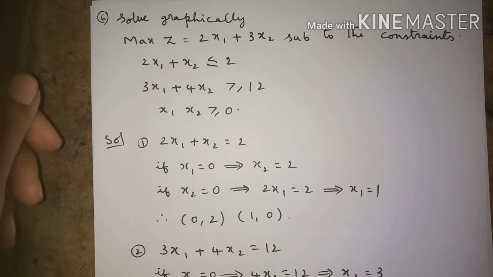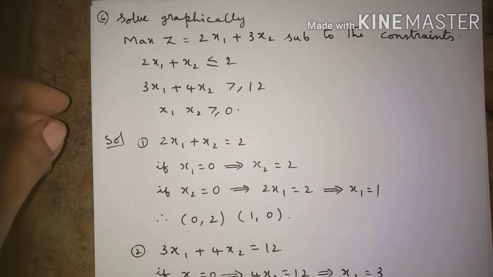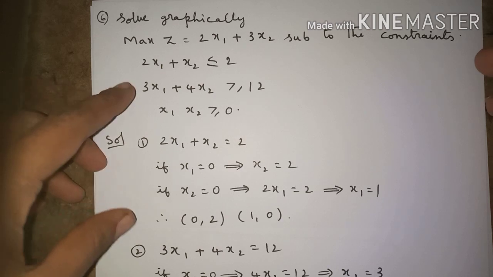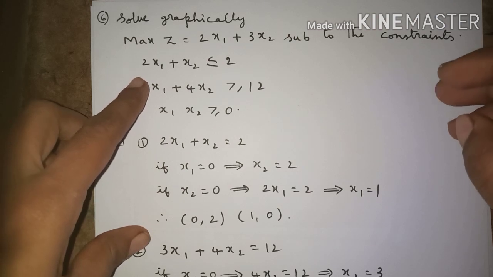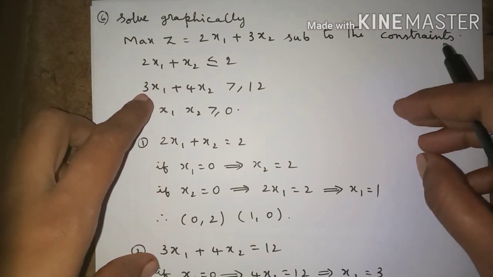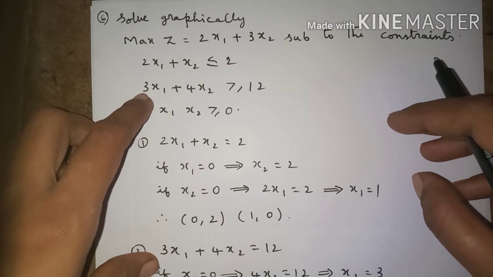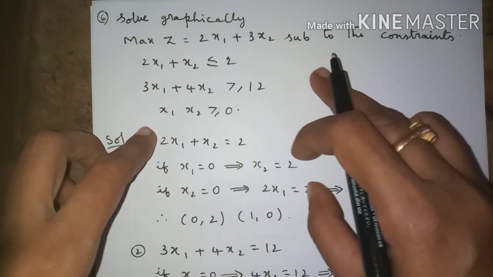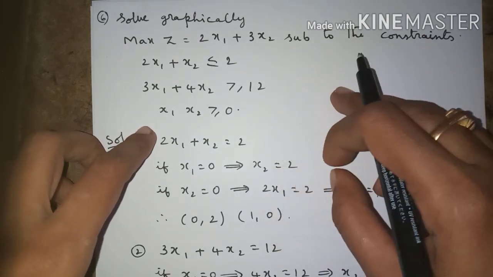Hello everyone. Today we will solve one more problem in graphical method. Solve the following LPP using graphical method. The given problem is in the form of maximization of z is equal to 2x1 plus 3x2 subject to the constraints. First constraint 2x1 plus x2 less than or equal to 2. Second constraint 3x1 plus 4x2 greater than or equal to 12. x1, x2 greater than or equal to 0. This is the given LPP.